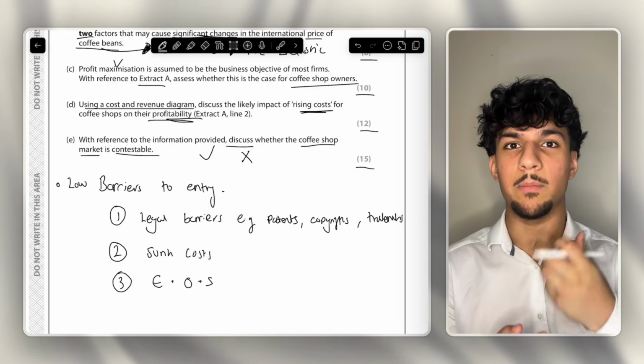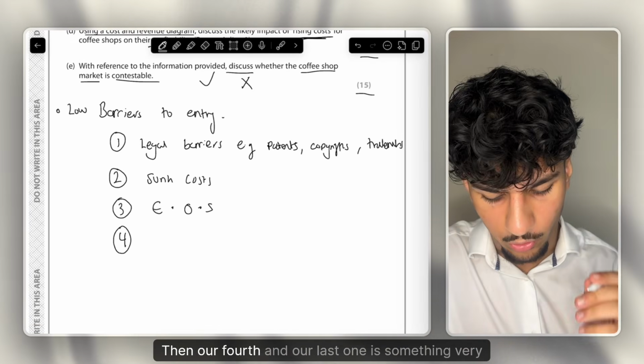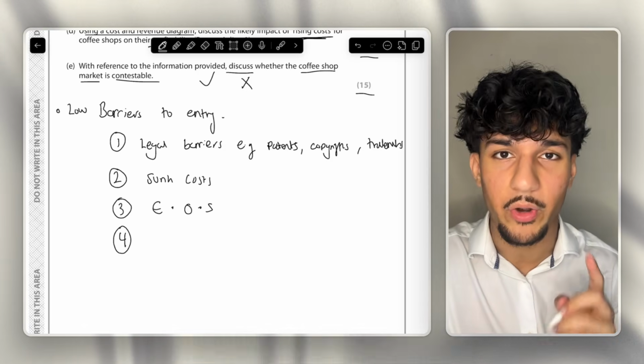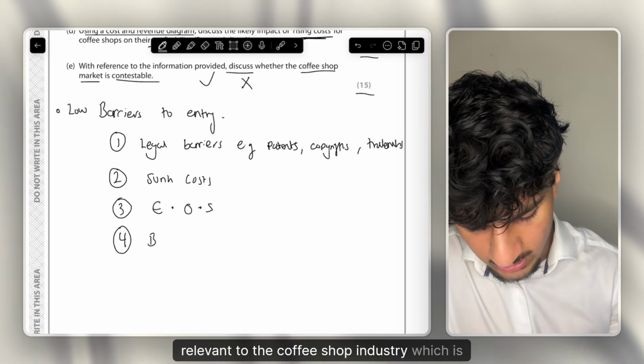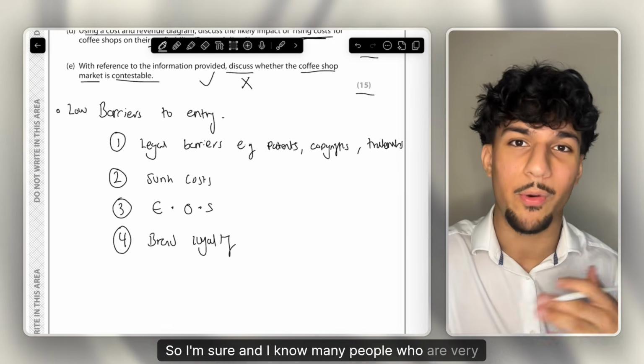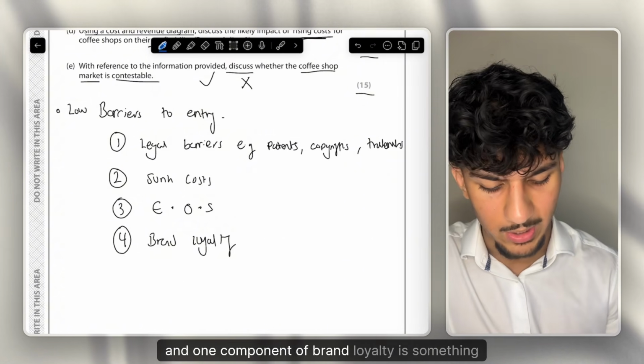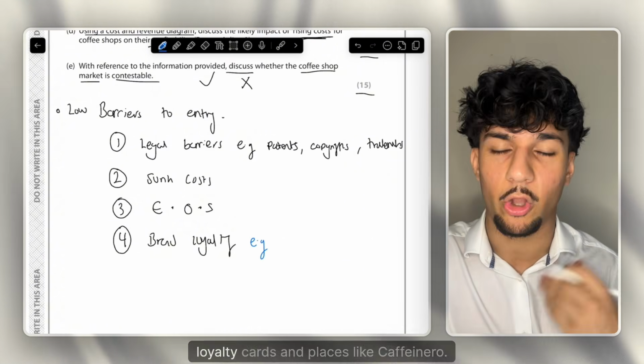Therefore, they are still receiving demand. But yeah, that is our third barrier to entry. Then our fourth and last one is something very relevant to the coffee shop industry, which is brand loyalty. I know many people who are very loyal to a specific coffee shop, and one component of brand loyalty is something like loyalty cards.